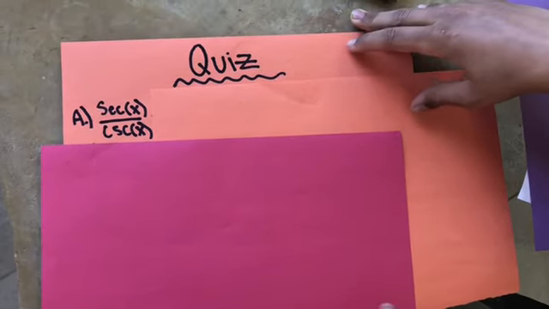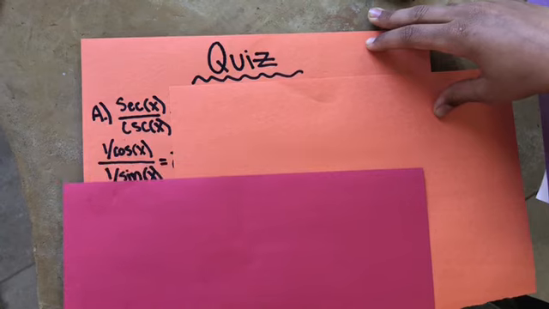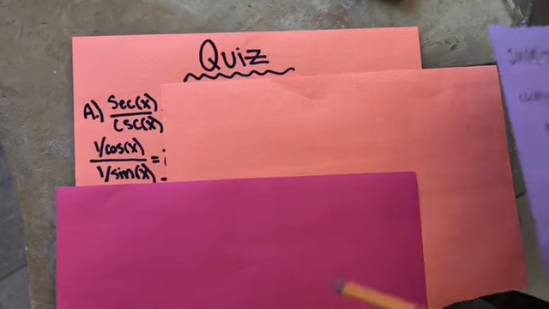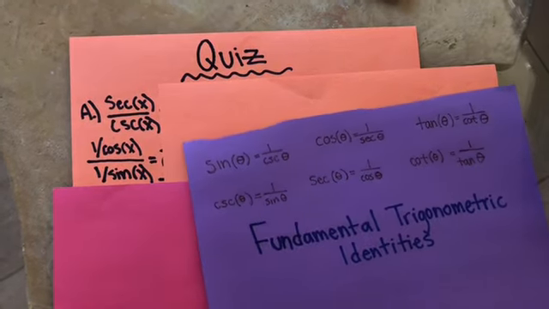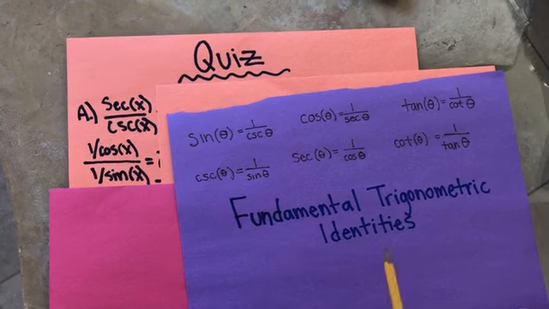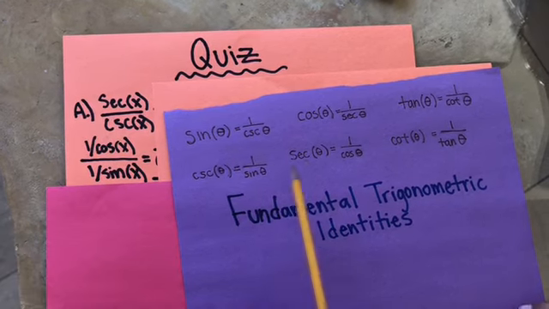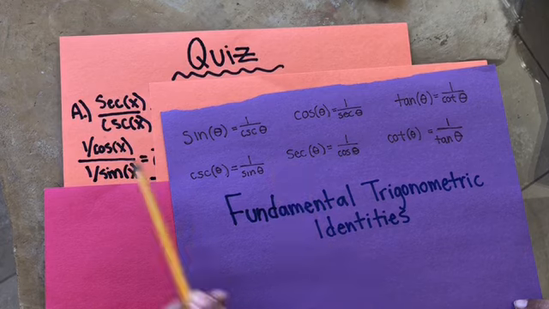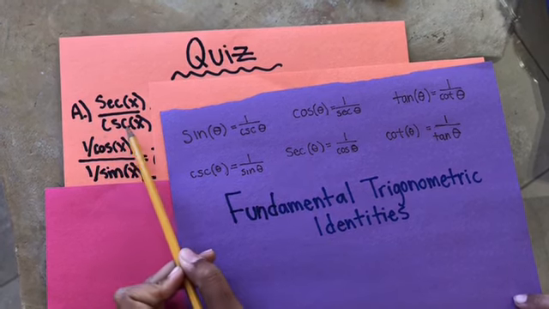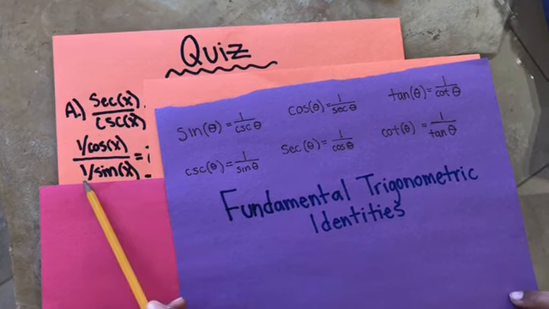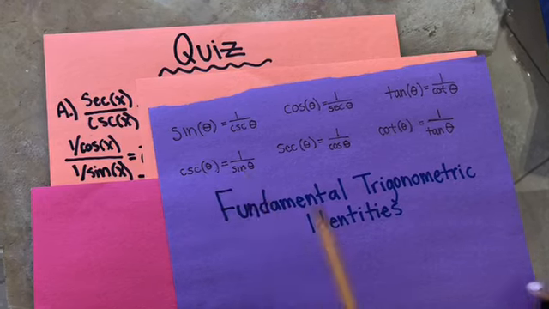Moving on to part A, we have secant x over cosecant x. And that equals 1 over cosine x over 1 over sine x. We know this because secant equals 1 over cosine, and cosecant equals 1 over sine, as we could see on the paper we showed before.